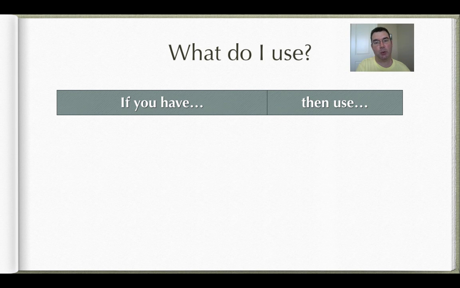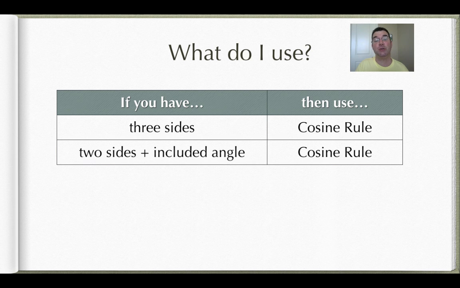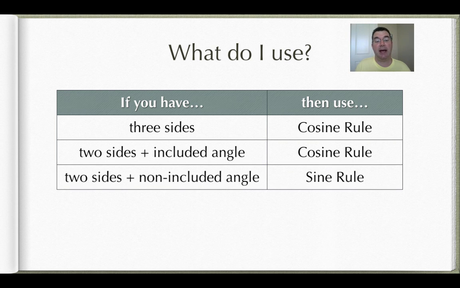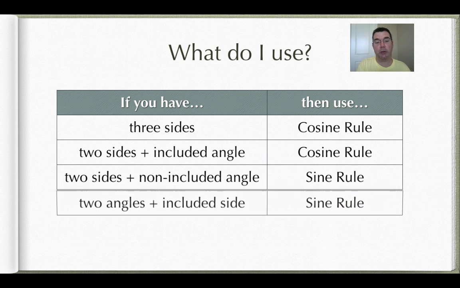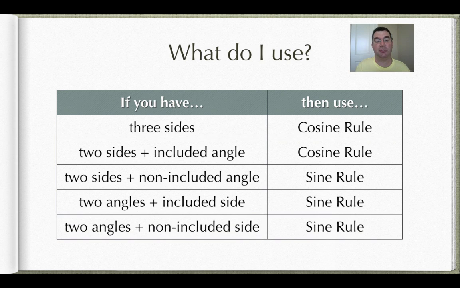So let's summarize what we talked about for cosine rule and sine rule. If I have the three sides but no angles, then I'll use the cosine rule. If I have two sides and the included angle, I will also use the cosine rule, but those are the only two instances. If I have two sides and the non-included angle, then I will use sine rule. If I have two angles and an included side, I will use the sine rule. And if I have two angles and a non-included side, I will also use the sine rule. So use the sine rule on those last three.